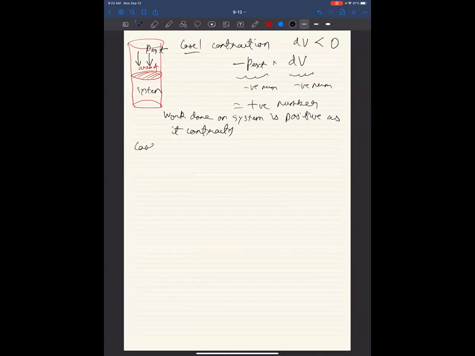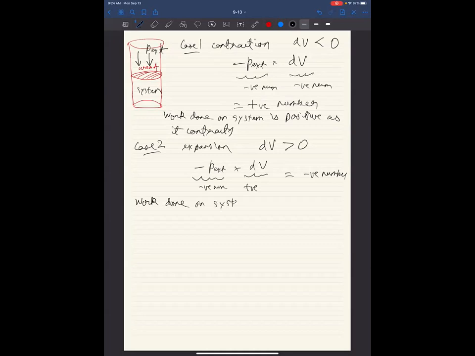Let's look at case 2, which is expansion. What will be dV for expansion? I would have expected a more enthusiastic answer. Positive, right? For contraction, it was negative. We can't make it negative again. So in this case, minus P external multiplied by dV: this is a negative number times a positive number, so the product is a negative number. So work done on system is negative as it expands. Does this make sense?